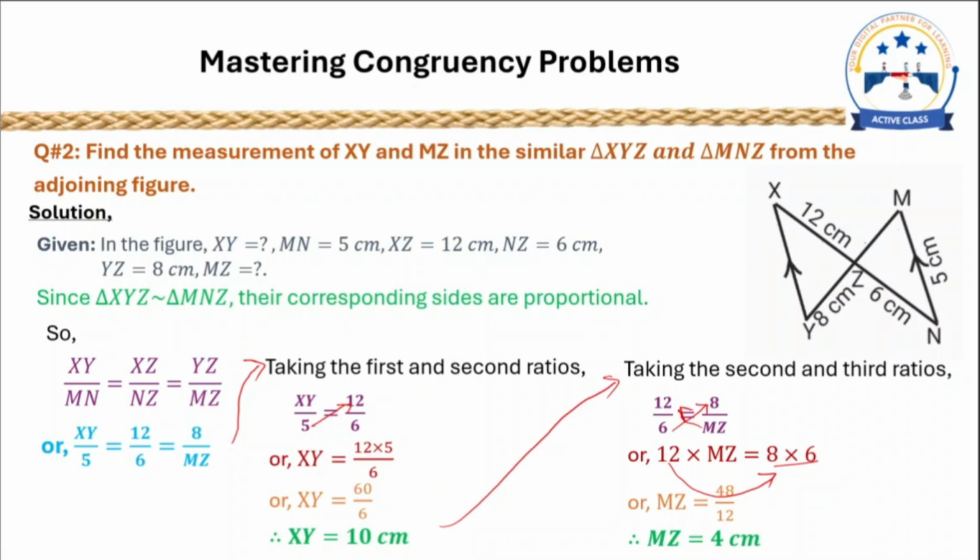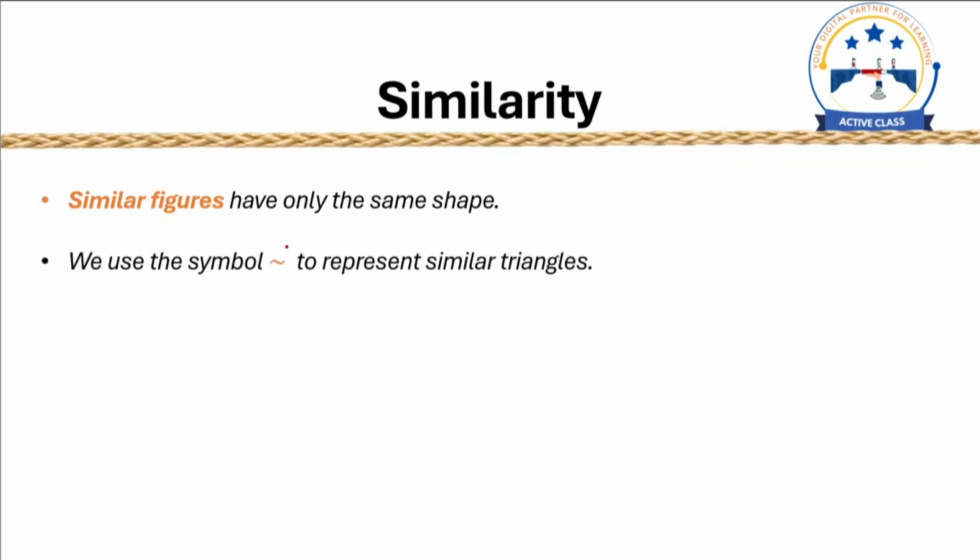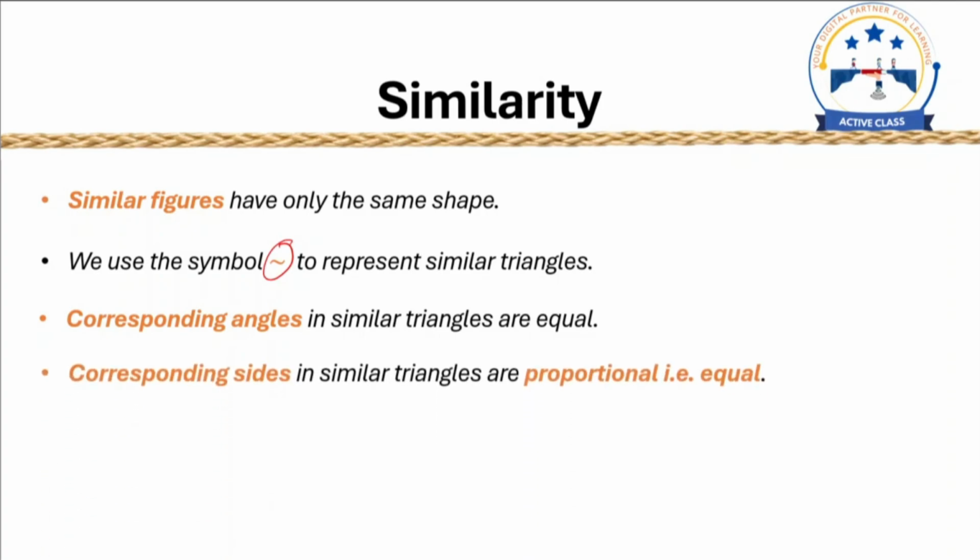We got our answers. Let's summarize the video. In this video, we learn that similar figures have only the same shape. We don't care about the sizes. We use the similar to symbol to represent similar triangles. Corresponding angles in similar triangles are equal. Corresponding sides in similar triangles are proportional, that is equal. And we solved some numerical problems.